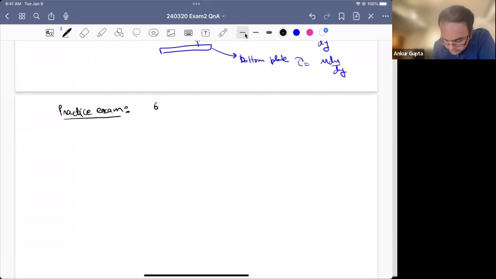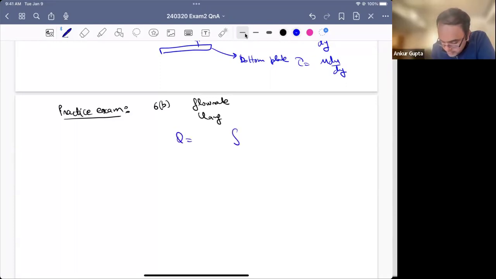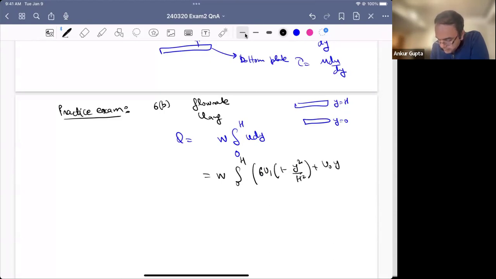6B. That's the flow rate, right? It's asking for average velocity. Okay, average velocity. So finding the flow rate is the first step, which is the integral of U dy times width. We'll go from 0 to h, because remember the plates are going from y equal to 0 to y equal to h. Then we have w going from 0 to h. Velocity is 6u1 times (1 minus y square by h square) plus u naught y by h, and all of this is dy.